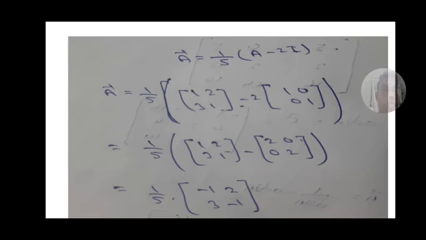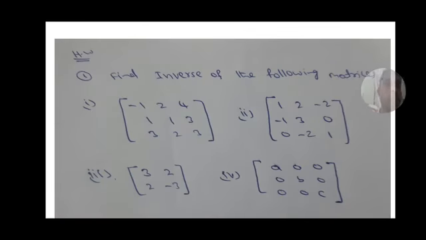Okay. Next, homework problems. Find the inverse of the following matrices: first, minus 1, 2, 4, 1, 1, 3, 3, 2, 3. Second one, 1, 2, minus 2, minus 1, 3, 0, 0, minus 2, 1. And third one, 3, 2, 2, minus 3, a 2 by 2 matrix. Next, fourth one, A, 0, 0, 0, B, 0, 0, 0, C.